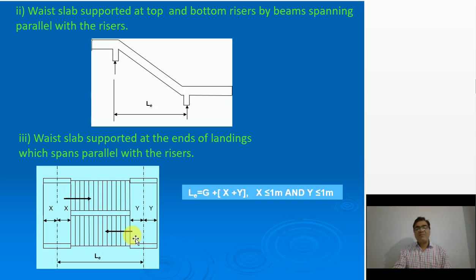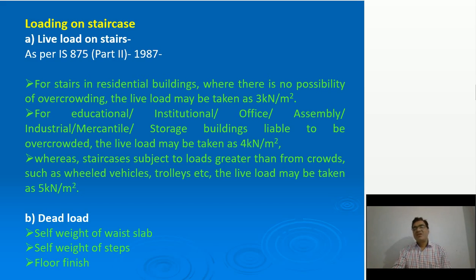That means at least you have to consider 1 meter on both sides, you have to add 1 meter on both sides, as X and Y in addition to the going portion, and that is your effective span. Well, now what about loads? So dead load can be considered as self weight of the base slab, which is given here, and self weight of the steps and floor finish. But how will you consider live load?